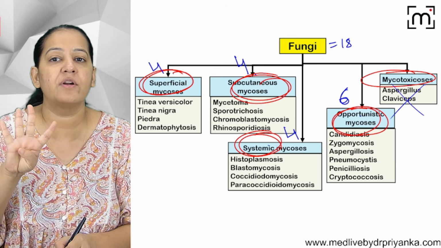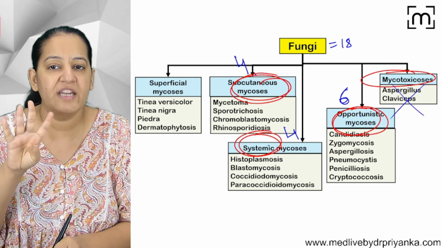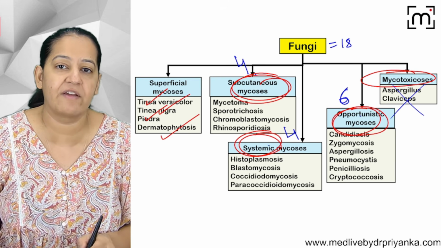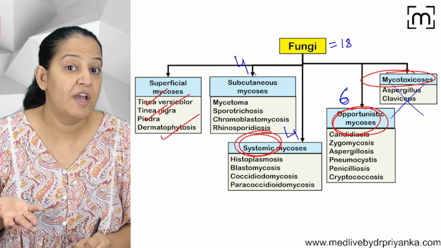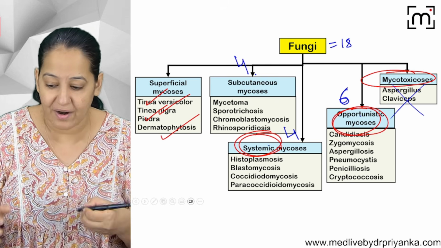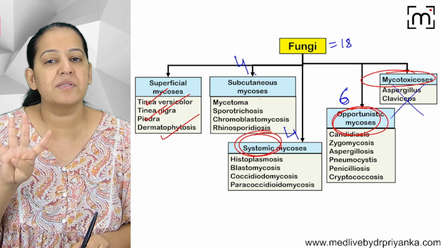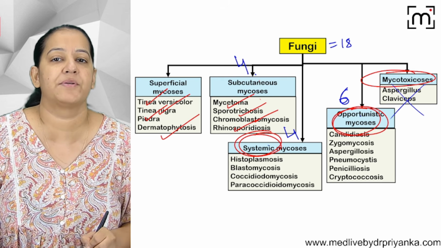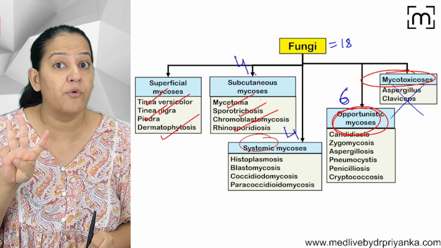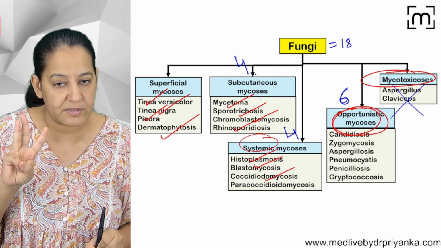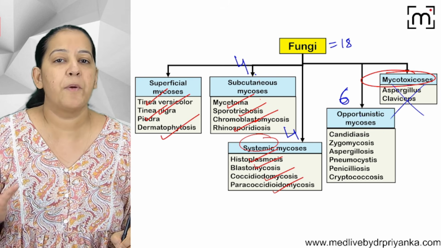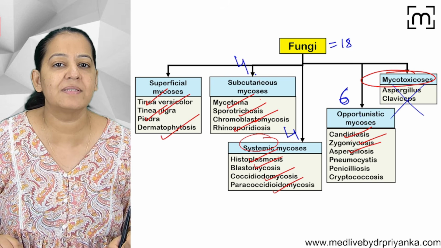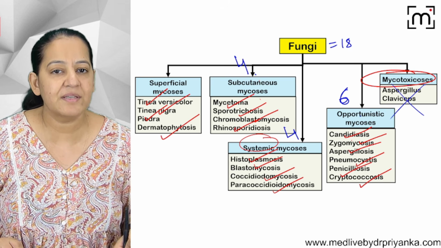So what are the 4 fungus in the superficial? Tinea versicolor, Tinea nigra, Piedra and Dermatophytes. Dermatophytes is ringworm. I guess everyone knows this classification. If you don't know, please learn it before we start the antifungal drugs. Subcutaneous mycosis are also 4: Mycetoma, Sporotrichosis, Chromoblastomycosis and Rhinosporidiosis. Systemic is also 4: Histoplasma, Blastomycosis, Coccidioidomycosis, Paracoccidioidomycosis. And opportunistic are 6 in number: Candidiasis, Zygomycosis, Aspergillosis, Pneumocystis, Penicilliosis, Cryptococcus.